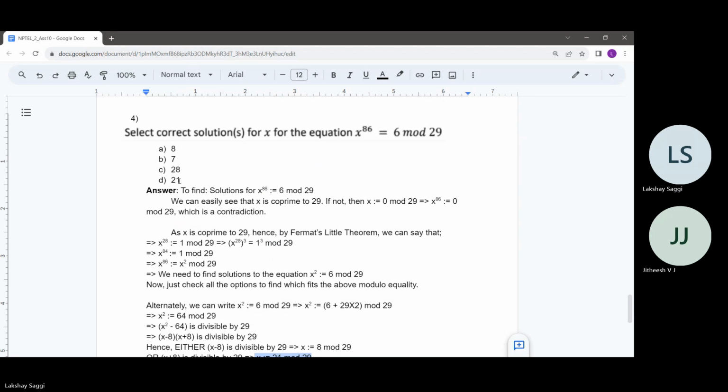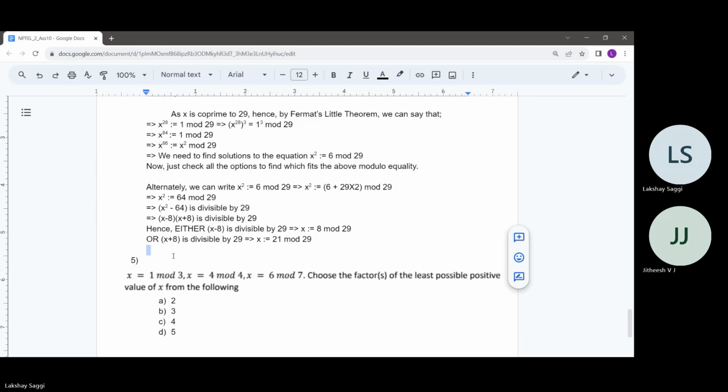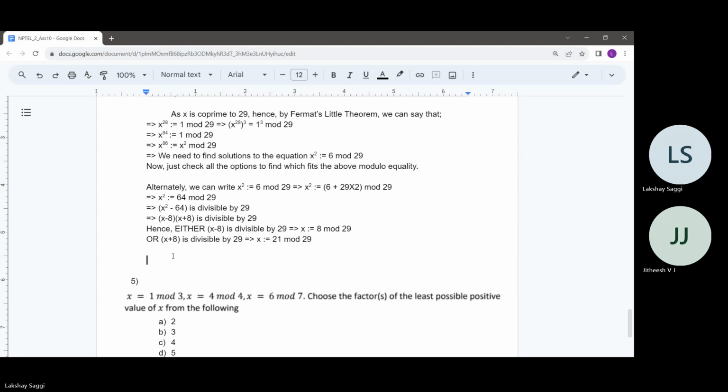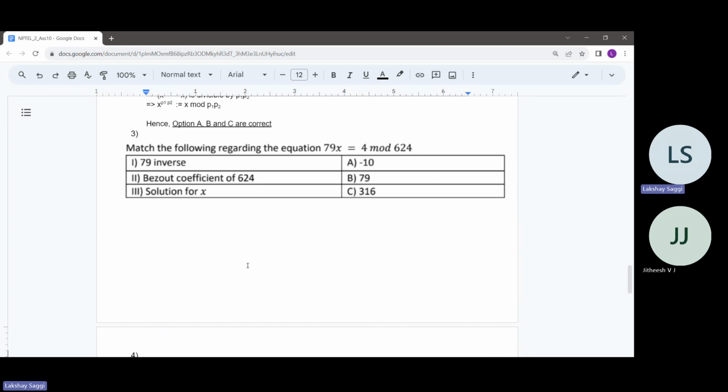So option A is 8 mod 29 and option D is 21 mod 29. So options A and D are correct. Okay, so we have this fourth question done.